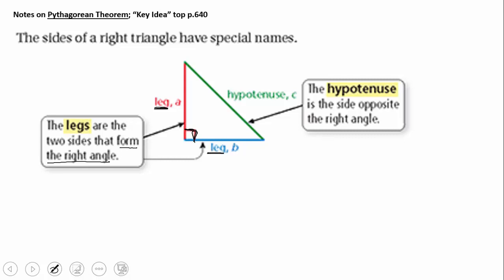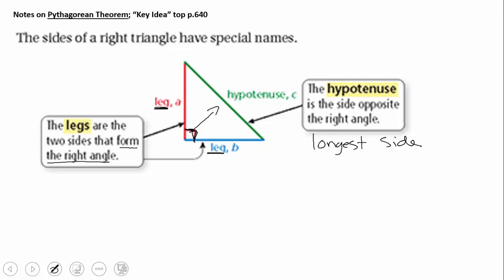And then, of course, we have the hypotenuse. That is the green one in our picture. The hypotenuse is the side opposite the right angle. It is also the longest side. When it comes to the three side lengths, it is the longest side of the triangle. You cannot have a leg longer than the hypotenuse.